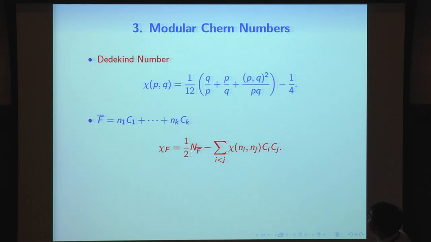Chi-F is just the n_F bar, the n_F of this one. This means the genus minus the arithmetic genus of the reduced part, minus the contribution, where n_i, n_j are the multiplicities. Here c_i, c_j is just the number of intersection points. So here is defined by this, that kind of number.